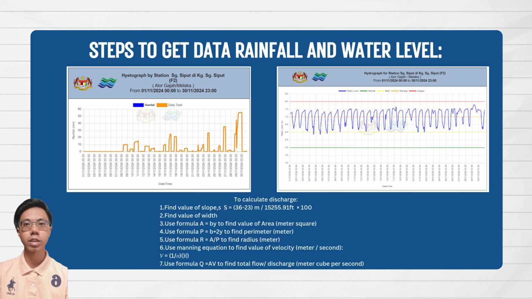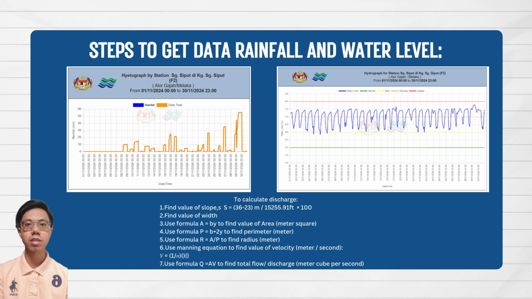Before making the calculation to get the discharge value, there are a few things that need to be taken into account first. After choosing the one month that has the highest rainfall rate, data from the water level is needed to make the calculation. Our group has chosen November in 2024 in this project. The data can be found on the Hydrology website.